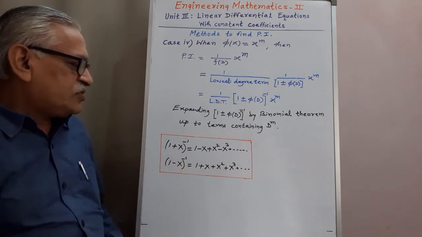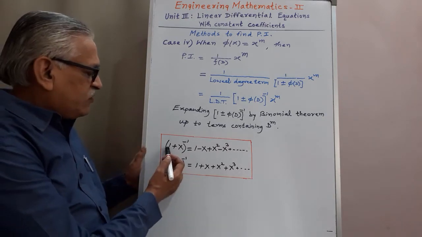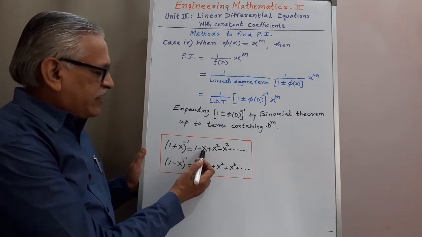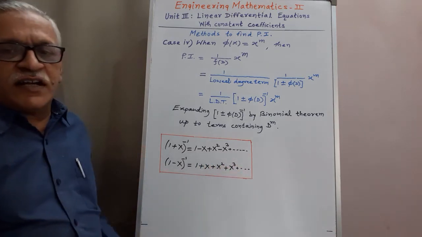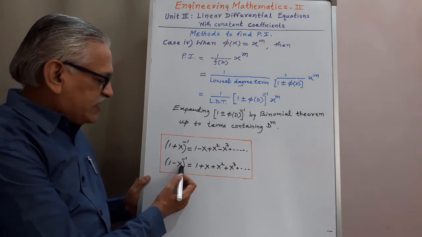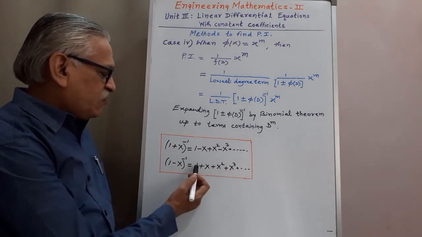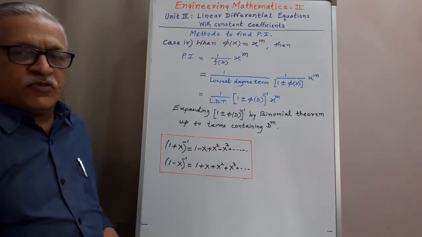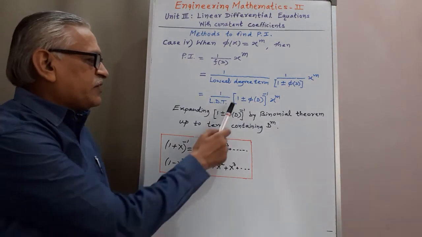We use these two results from binomial theorem. First one, 1 plus capital X raised to minus 1, its expansion is 1 minus x plus x square minus x cube plus and so on, terms alternately positive and negative. And the second result, 1 minus capital X raised to minus 1 is equal to all terms with positive sign: 1 plus x plus x square plus x cube and so on. Therefore, these two results are very, very important for the expansion of that function.